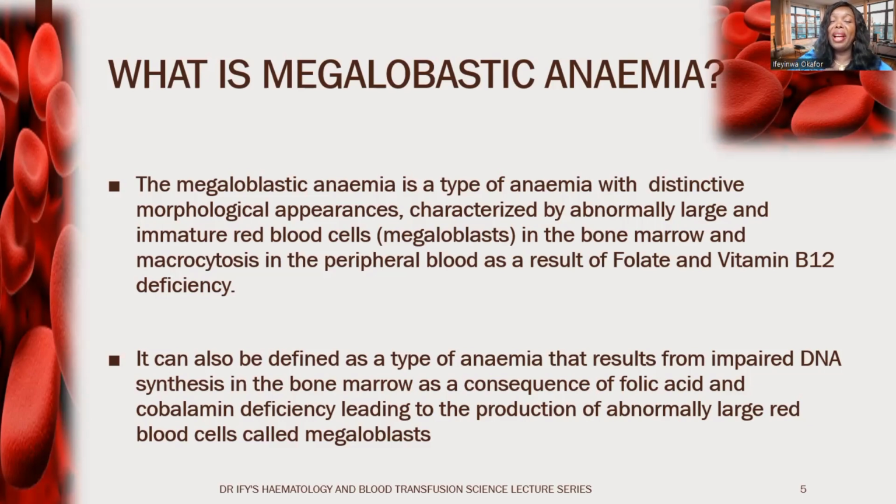It is a form of anemia that is characterized by abnormally large and immature red cells in the bone marrow and macrocytes in the peripheral blood. And this anemia occurs as a result of B12 and folate deficiency.